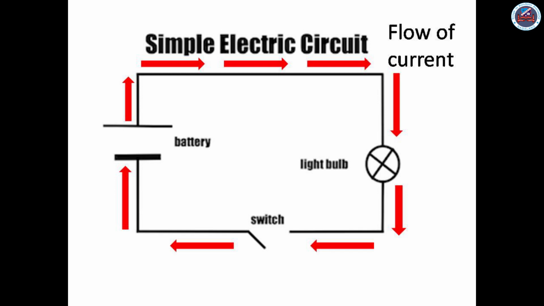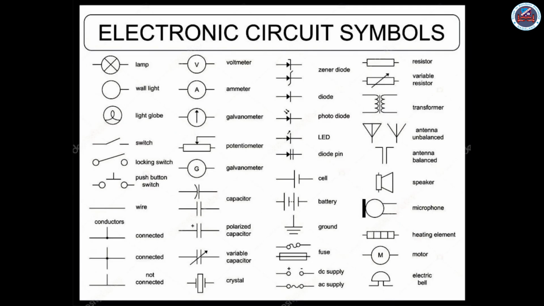We have the bulb, the battery, and a switch connected with wires. Here, there is only one way or path that electricity can flow through. So, this is an example of a series circuit.